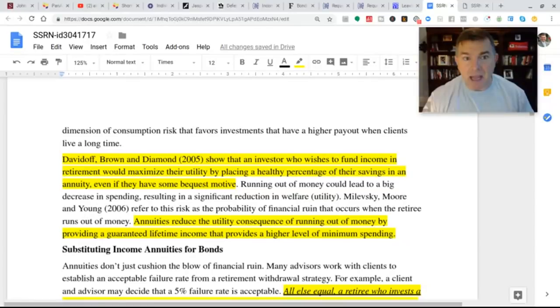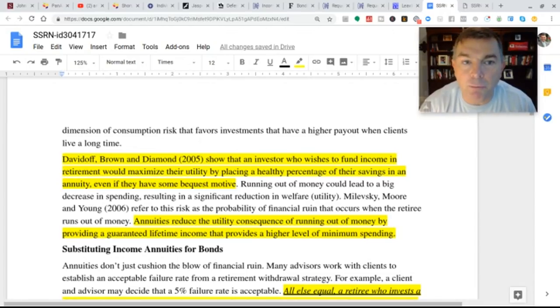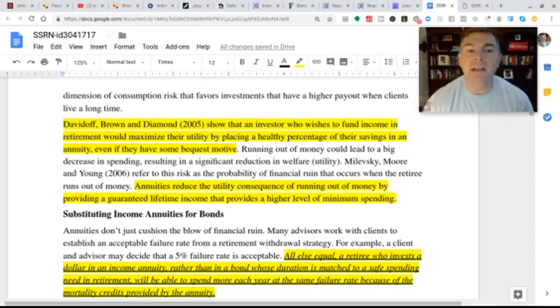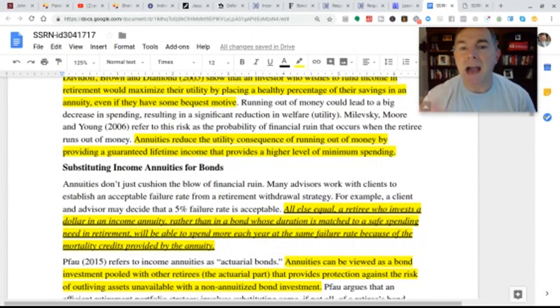There was this paper by Horneff, Brown, and Diamond in 2005 showing that an investor who wishes to fund more income in retirement would maximize their utility by placing a healthy percentage of their savings in an annuity, even if they want to leave money to heirs. Annuities reduce the utility consequence of running out of money by providing a guaranteed lifetime income that provides a higher level of minimum spending.